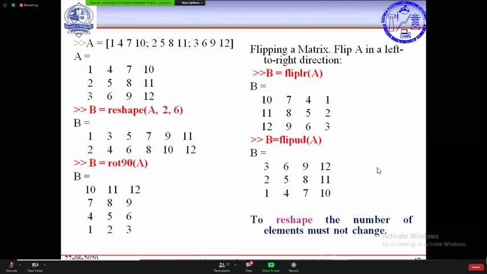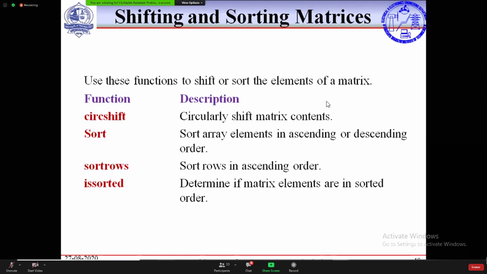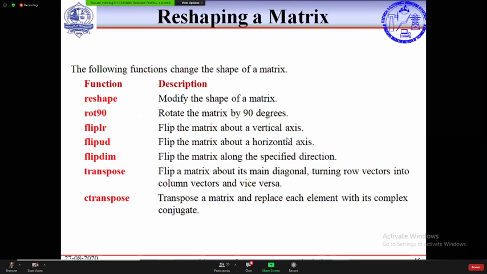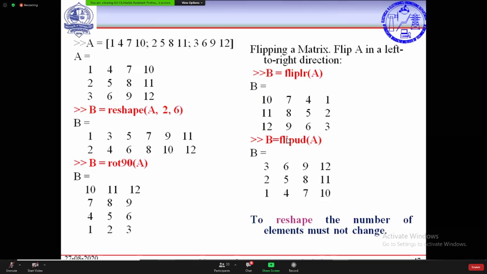Now, coming to the shifting and sorting of the matrices. We'll do reshaping in some more examples. I think this is enough. Or do you want to have some more examples on this one? Some more examples. On which one? Tell me, I'll do that one.